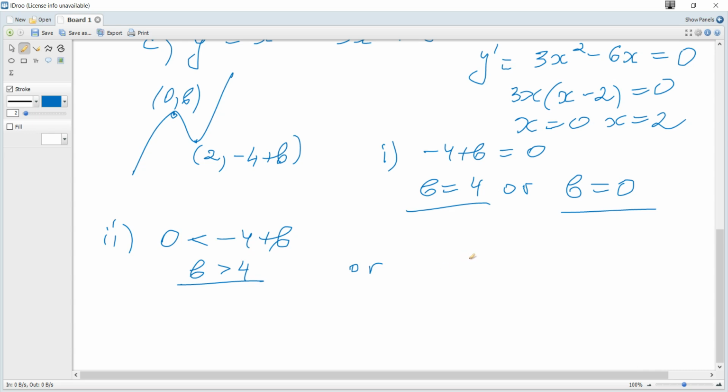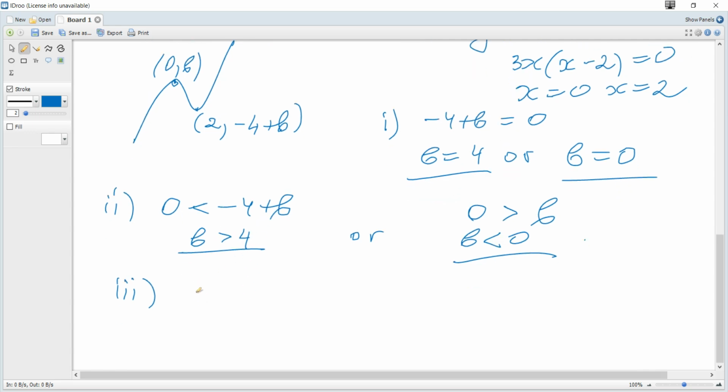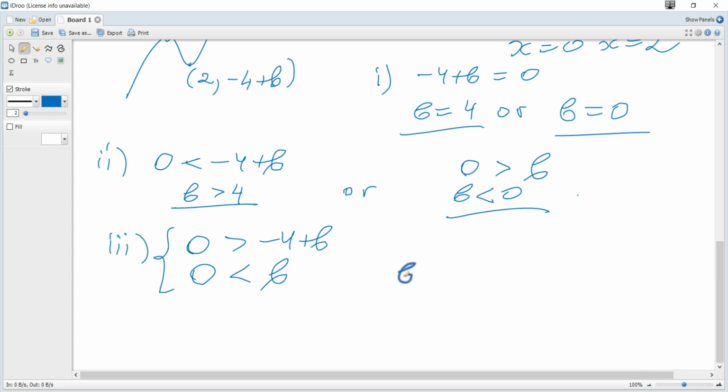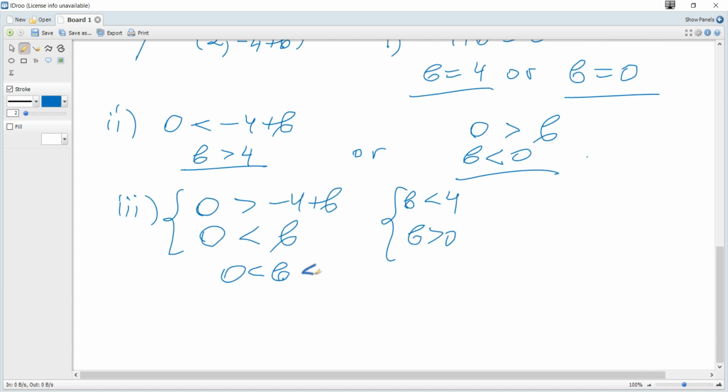or the x-axis, which is 0, is above (0, b), so b is less than 0. And for 3, exactly 3, it's when the x-axis, which is 0, is above negative 4 plus b, so it's greater than negative 4 plus b, and at the same time below this point (0, b). When the point negative 4 plus b has y coordinate less than 0 to be below the x-axis and (0, b) to be above the x-axis, b must be greater than 0 and at the same time b is what? Less than 4. So the solution is b is greater than 0 and less than 4.